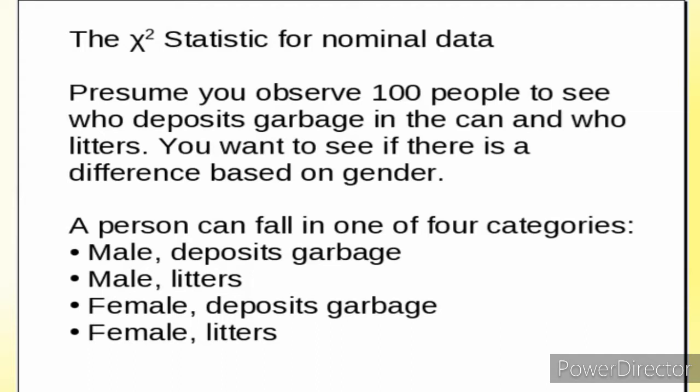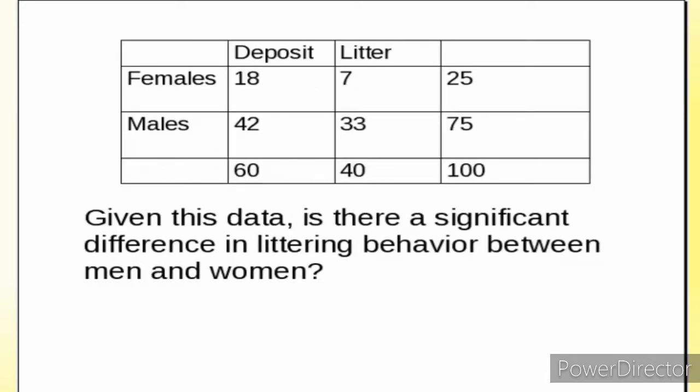Statistic for nominal data. Presume that you observe 100 people to see who deposits garbage in the can and who litters, and you want to see if there's a difference based on gender. This is categorical data, or nominal data, because a person can fall into one of four categories: a male who deposits the garbage, a male who litters, a female who deposits the garbage, and a female who litters. After you do your observation, you find the following data. So given this data, is there a significant difference in littering behavior between men and women?